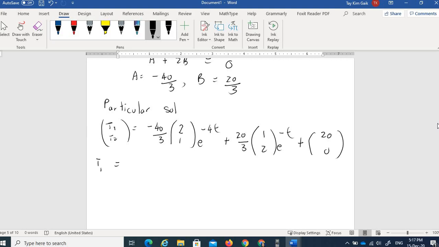I1 will be the first row, negative 40 over 3 times 2, so negative 80 over 3, exponent negative 4t. Then 20 over 3 times 1, so plus 20 over 3, exponent negative t, plus 20. This is I1. For I2, we have negative 40 over 3 times 1, so negative 40 over 3, exponent negative 4t. Then 20 over 3 times 2, so plus 40 over 3, exponent negative t.